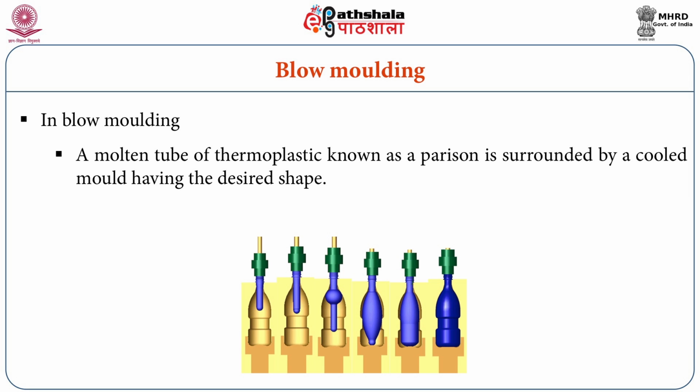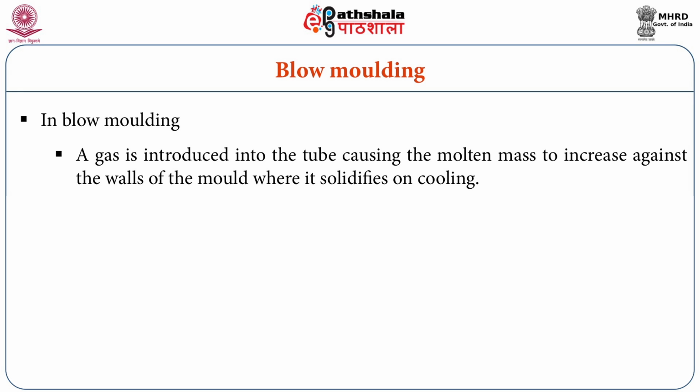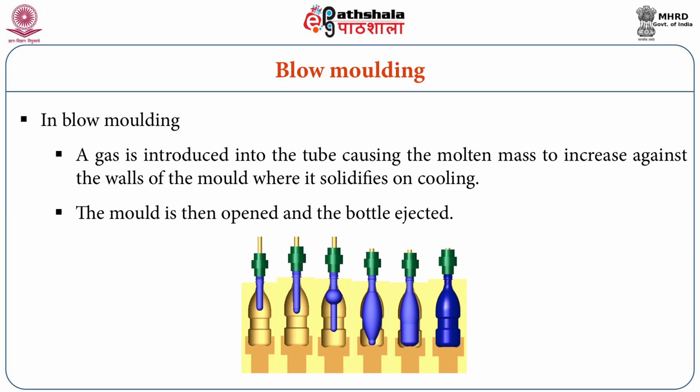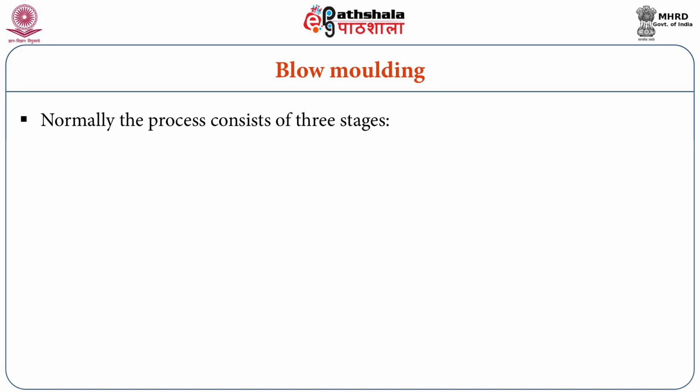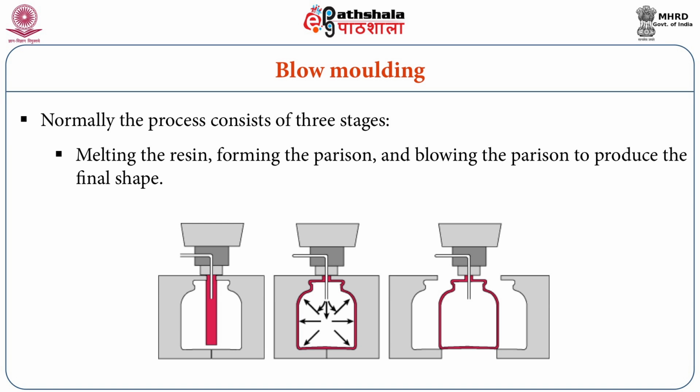In blow molding, a molten tube of thermoplastic known as parison is surrounded by a cooled mold having the desired shape. A gas is introduced into the tube, causing the molten mass to expand against the wall of the mold where it solidifies on cooling. The mold is then opened and the bottle is ejected. Normally, the process consists of three stages: melting the resin, forming the parison and blowing the parison to produce the final shape.